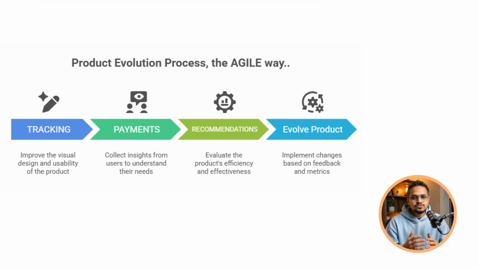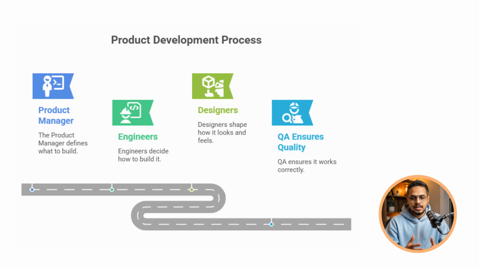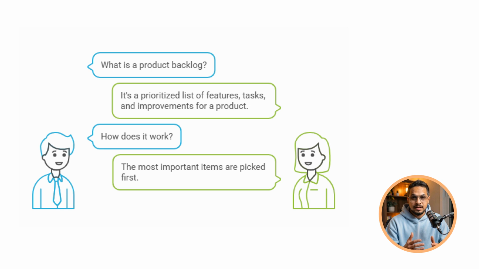Now, let's talk about the team behind Agile. A typical Agile team includes product manager, engineers, designers, and QA testers. Each role plays a part, but everyone works together continuously. The product manager defines what to build. Engineers decide how to build it. Designers shape how it looks and feels. QA ensures it works correctly. And all the work is tracked in something called a product backlog.